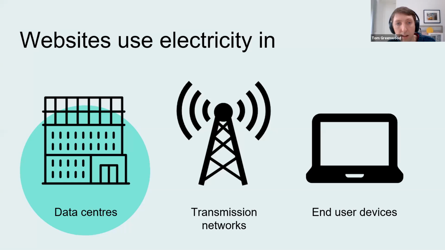If we go to the next slide, this impact essentially comes from 3 places. And this is true for any type of digital services, not just websites. It's the data centers, which is where the information is stored and processed. It's the transmission networks that send the data around the world from the data center to the end user and back again. And the data can be traveling anything from tens of miles to thousands of miles for each interaction. And then the end user devices, which obviously the phones and computers are all using electricity.